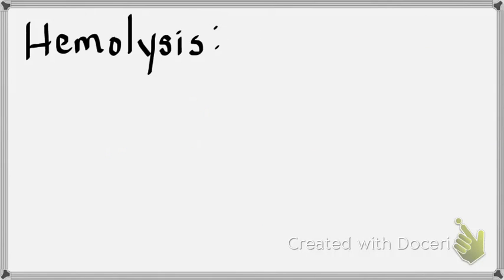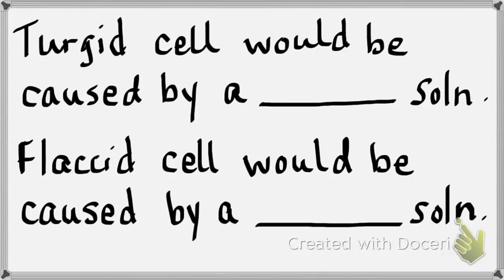But I do like these sentences. A target cell would be caused by a blank solution. We have to fill in the blank. Would it be an isotonic solution, a hypotonic solution, or a hypertonic solution that would cause a turgid cell? Hypo. Hypotonic solutions make cells swell and then they get turgid. Okay, how about a flaccid cell? Hyper.